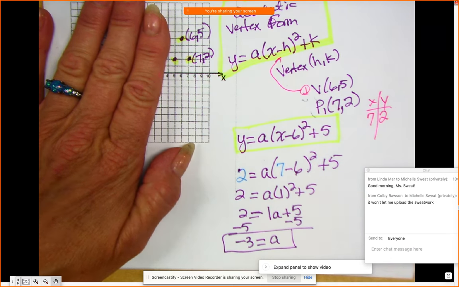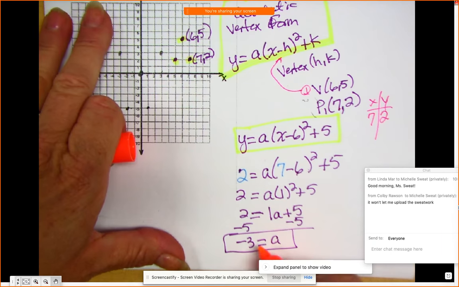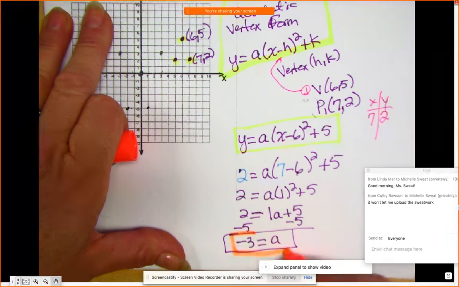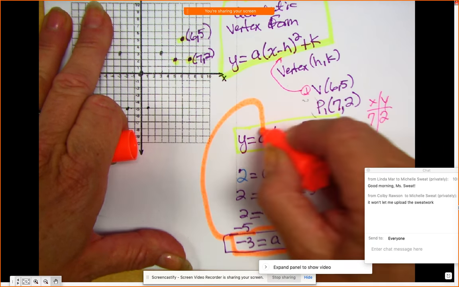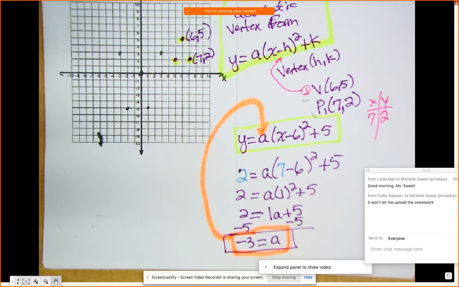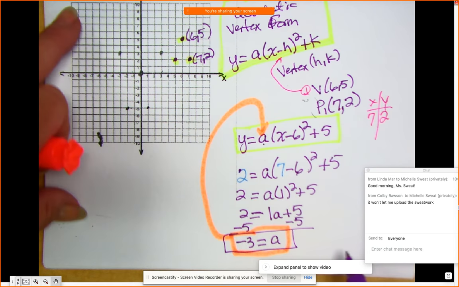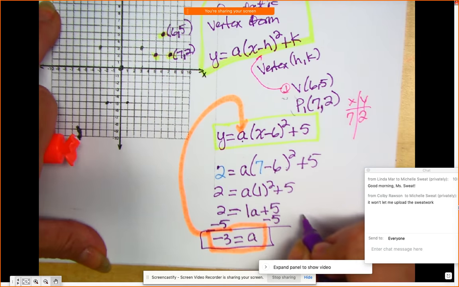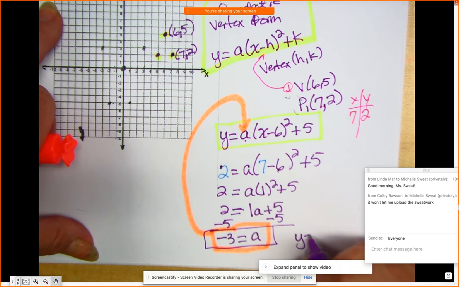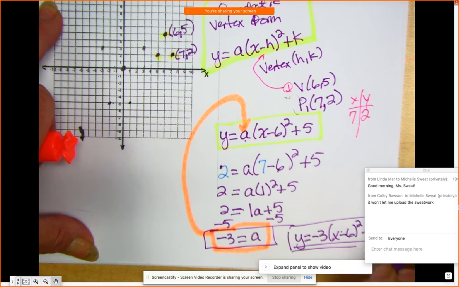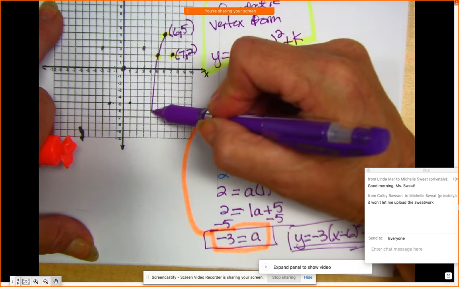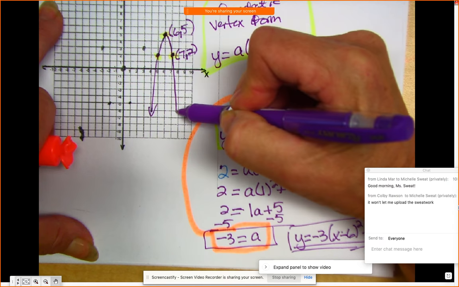Well, now that I have that, I need to take a equals negative 3 and just put it right there, and then I have my final equation, because you already put in the vertex. All I have to do is plug in what I found a to be. So now my final equation will be y is equal to negative 3 times (x minus 6) squared plus 5. And then when you type it into Desmos, it'll line right up and go through those points.